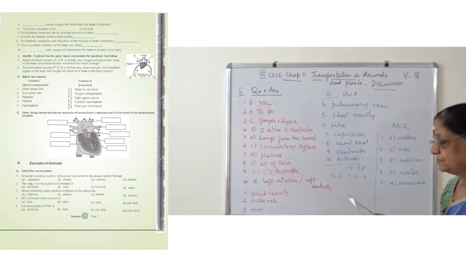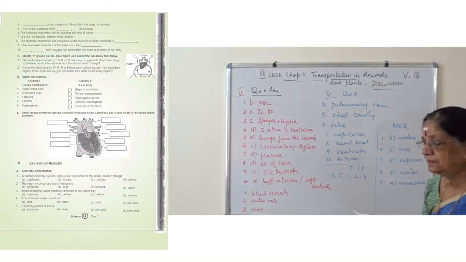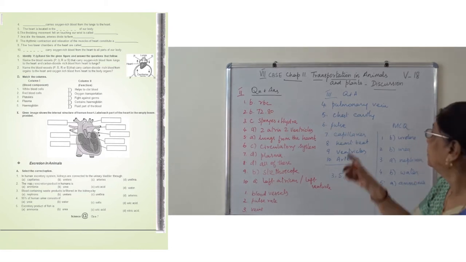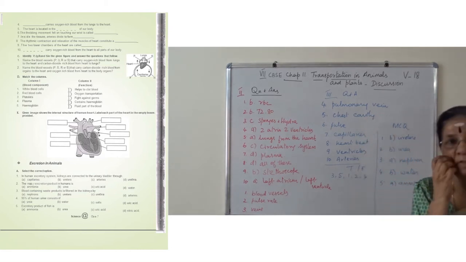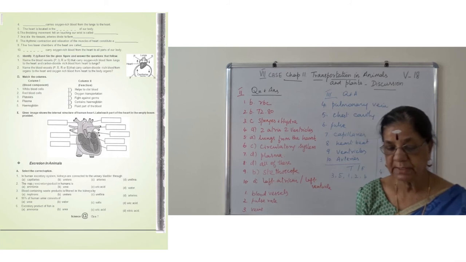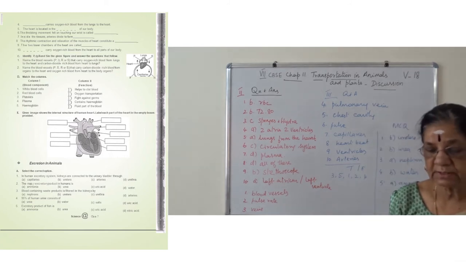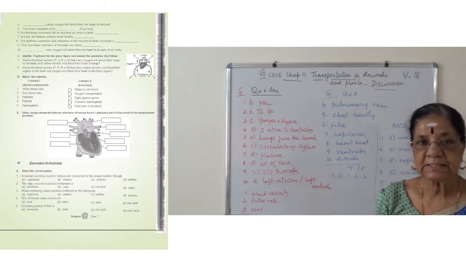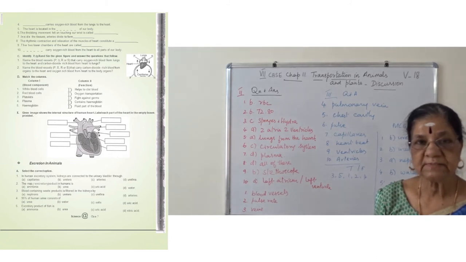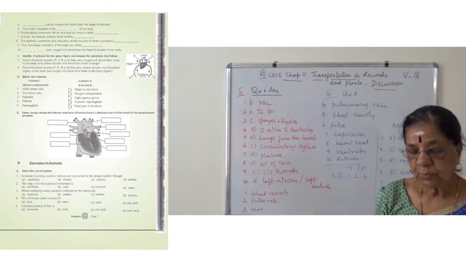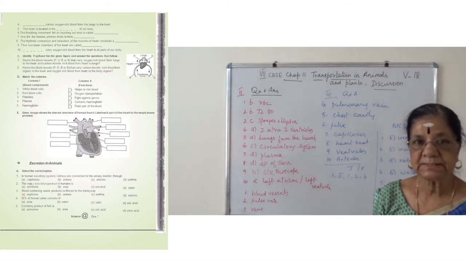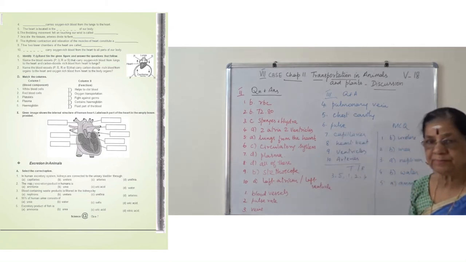First, dash carries oxygen-rich blood from the lungs to the heart. Answer: pulmonary vein. Then, the heart is located in the chest cavity. Answer: chest cavity. Sixth one, the throbbing movement felt on touching our wrist is called pulse.